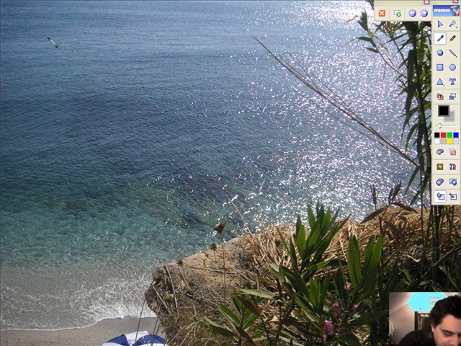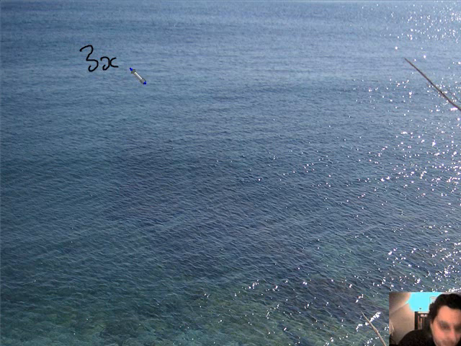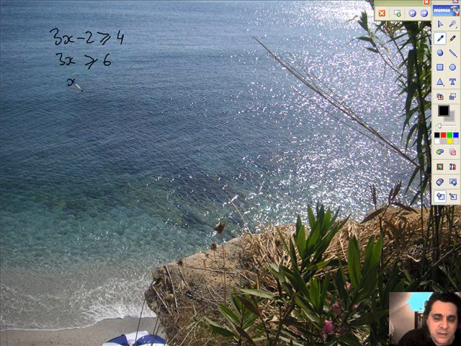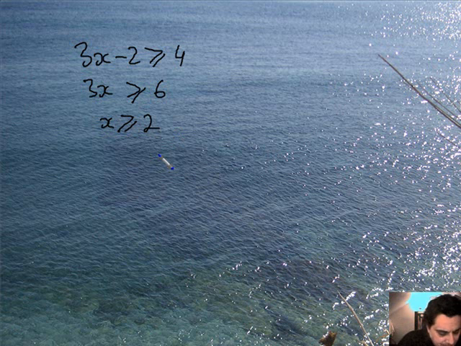I've got here 1a, 3x minus 2 is greater or equal to 4. Minus 2, take it over and plus it. 3x greater or equal to 6. Divide by 3, x is greater or equal to 6 divided by 3, 2. Easy. Let me go and do D now.